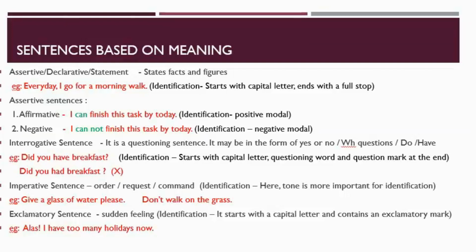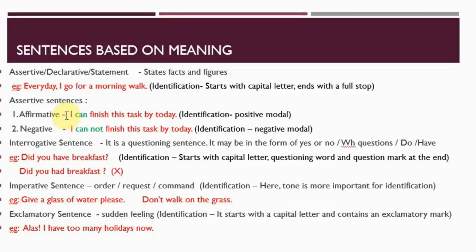Now, how to identify these kinds of sentences? It starts with a capital letter and ends with a full stop. Quite simple. Here you can see it is starting with a capital letter and ending with a full stop. So, isn't it very easy? Yes. Again, it has been subdivided into affirmative sentence and negative sentence.